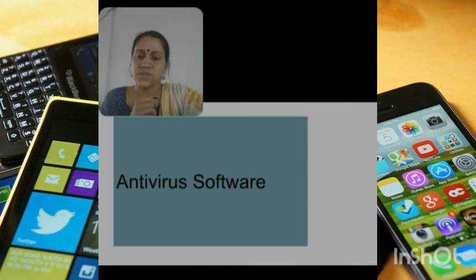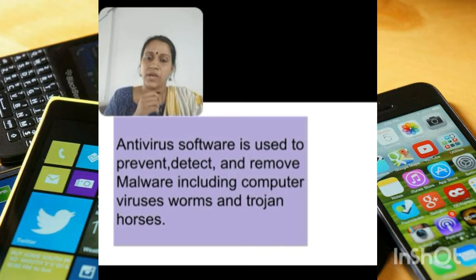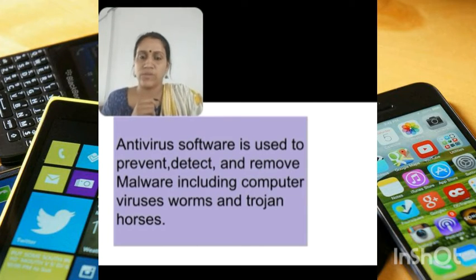Now, the next most important category that we have to discuss is antivirus software. This is an important area from which you will get questions. Antivirus software is basically used to prevent, detect and remove malware. You know what we mean by malware, including computer viruses, worms and trojan horses.